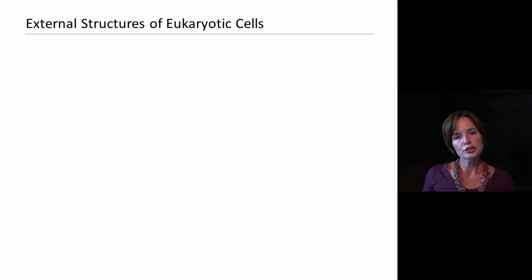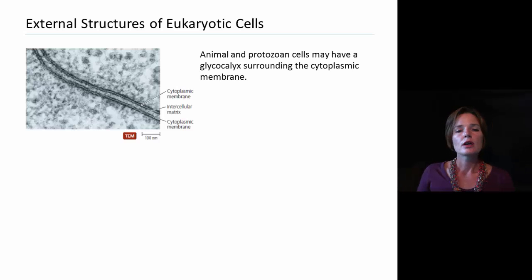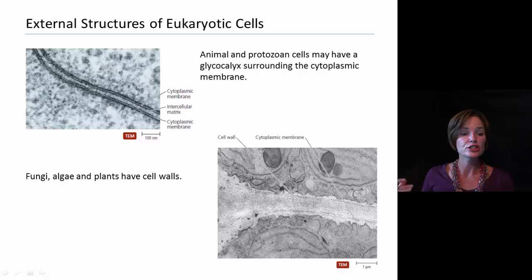If we talk about the external structures of eukaryotic cells, external structures would be things found outside of the cytoplasmic membrane. If we're talking about animal cells and protozoan cells, these are going to have a glycocalyx in many cases surrounding the cytoplasmic membrane. This is a sticky structure that's found on the outside. This sticky structure would certainly provide some protection for those cells because it is an extra layer on the outside of them. And then when we talk about fungi, algae, and plants, or other ones that are eukaryotic organisms, these are going to have cell walls.